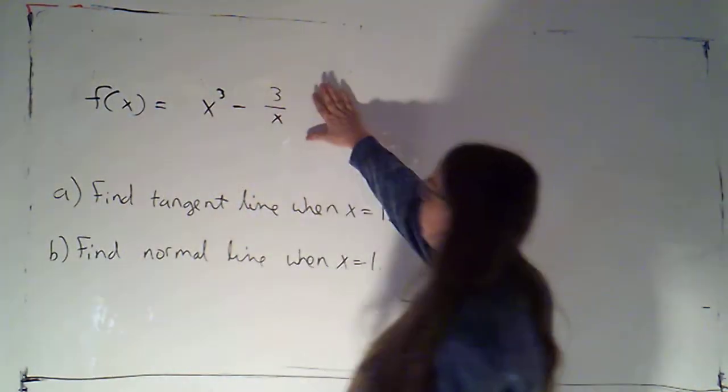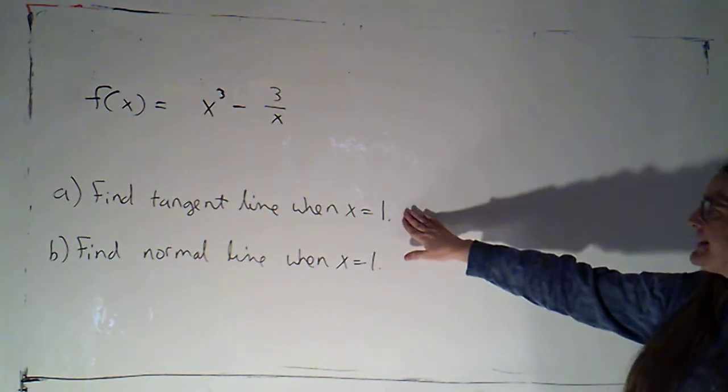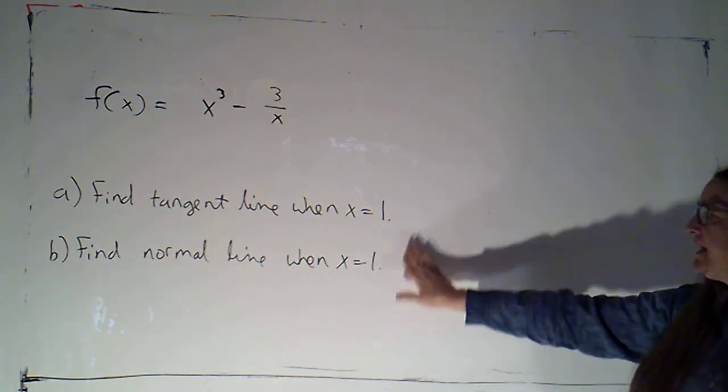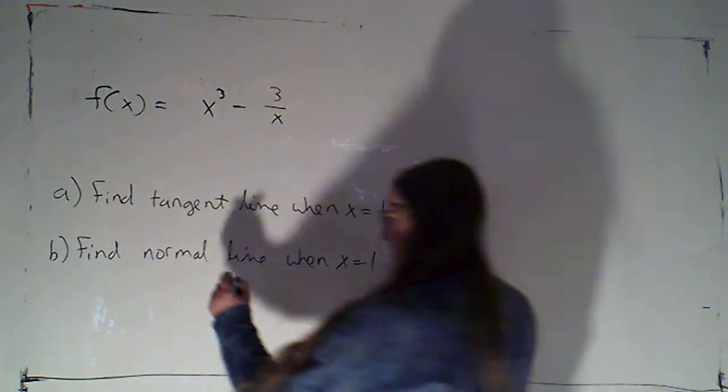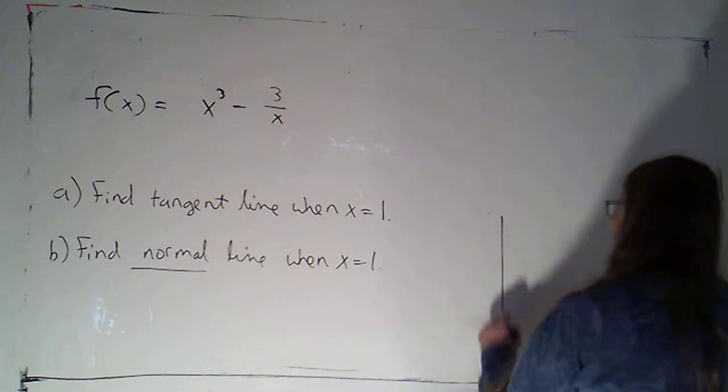For this problem, we're given this function, f of x, and we're asked to do two things. Find the tangent line when x is 1, and find the normal line when x is 1. Now that's new, so I need to tell you what that is.